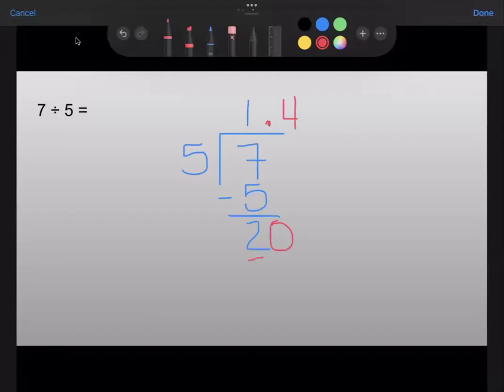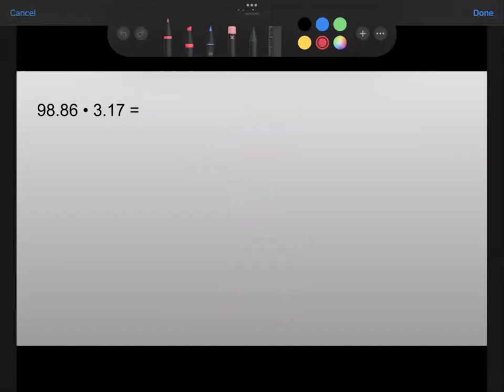4 times 5 is 20. When I subtract it, I have 0 left over. Well, now that I have no remainder and no more numbers to bring down, I know I'm finished. So my answer here would be 1.4.